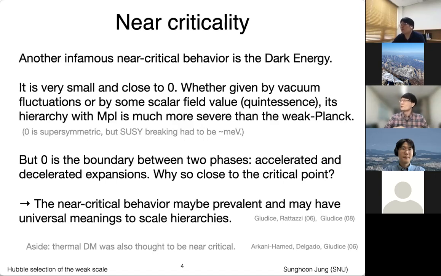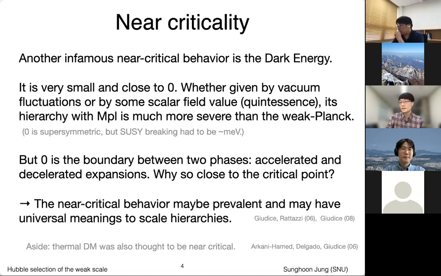Yeah, so matter density and curvature density are much smaller than the critical density. So naively, zero or just near zero is a critical point. But yeah, that's true. Thank you for the comment. Thanks.